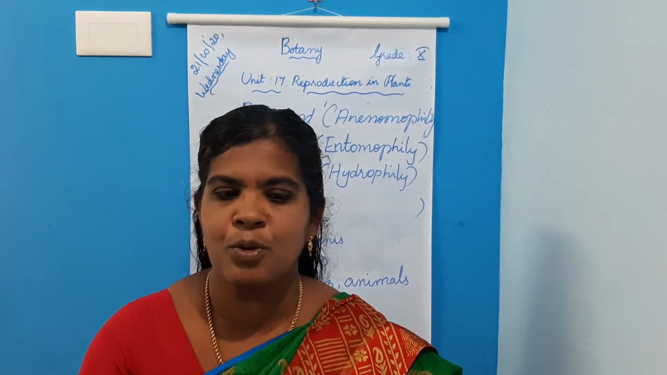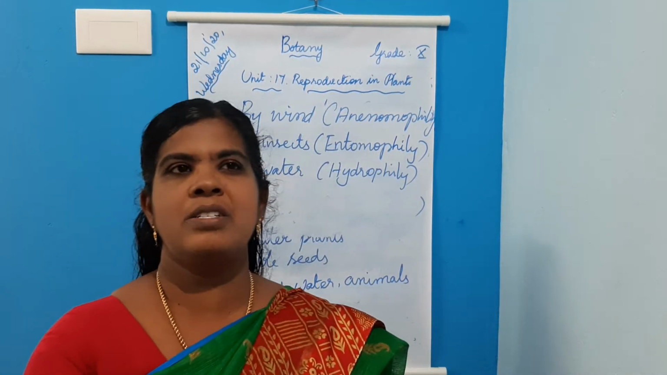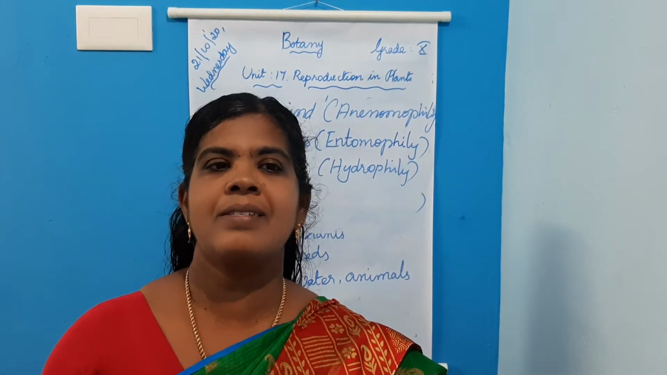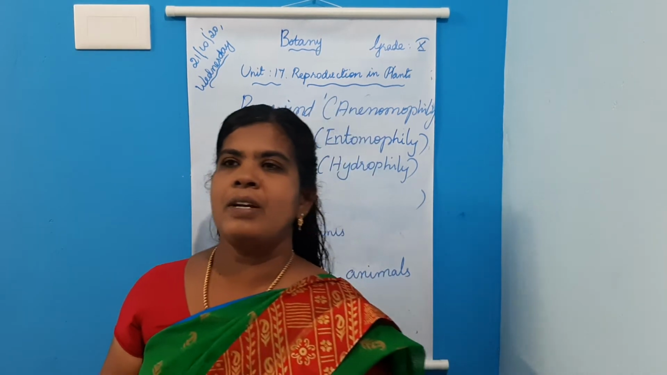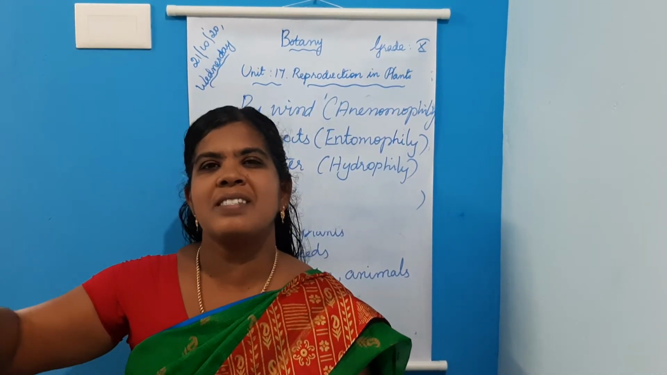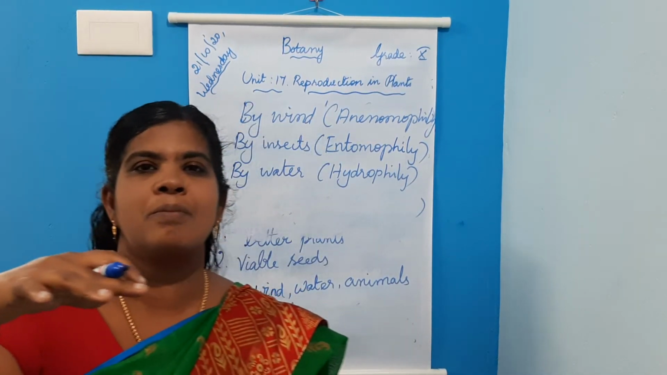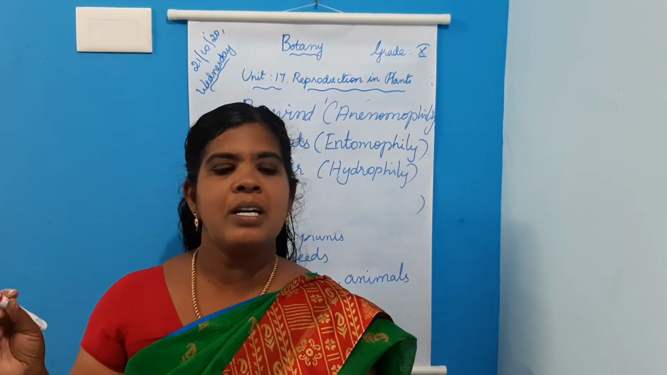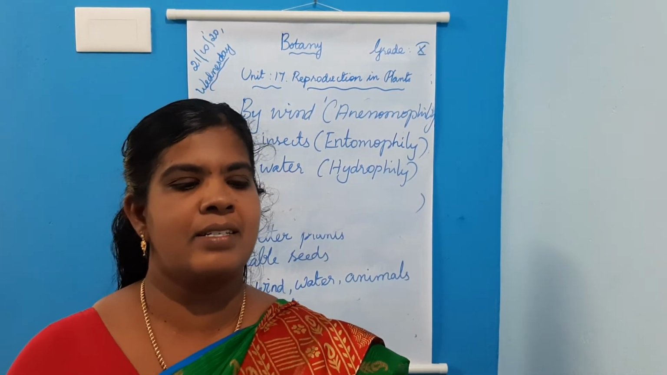The flowers produce a large number of pollen grains. Next, the pollen grains should float on the surface of the water till they land on a stigma. Example: Hydrilla, Vallisneria, etc.